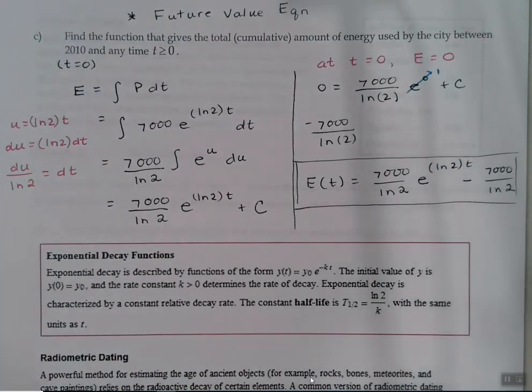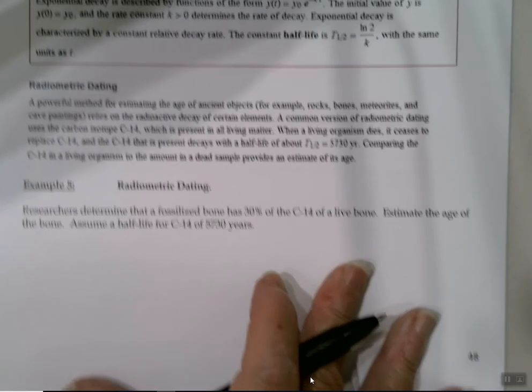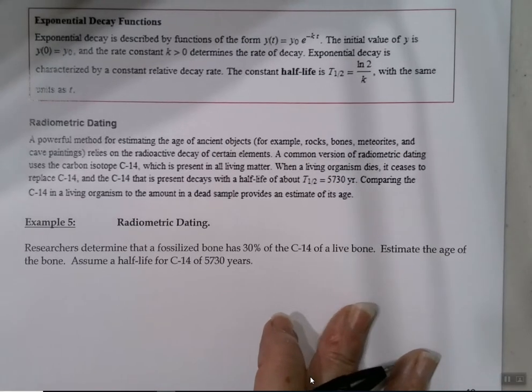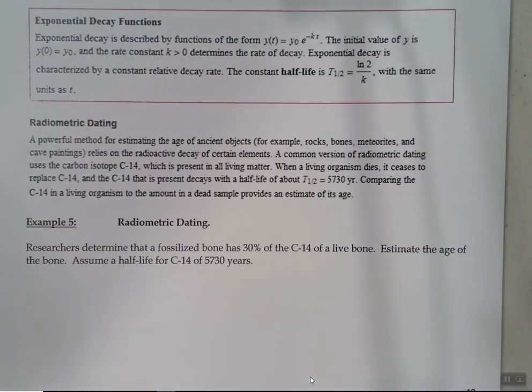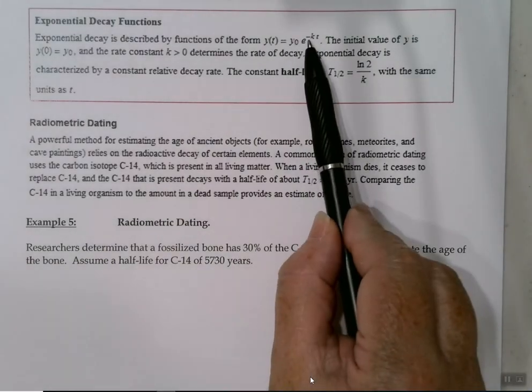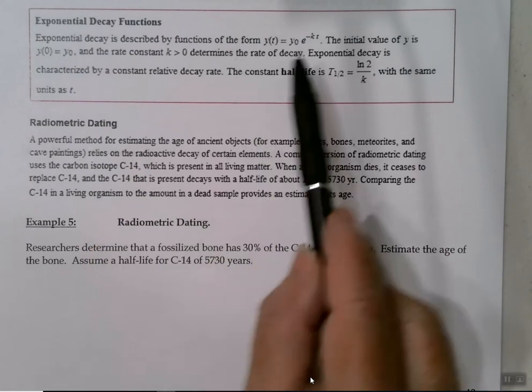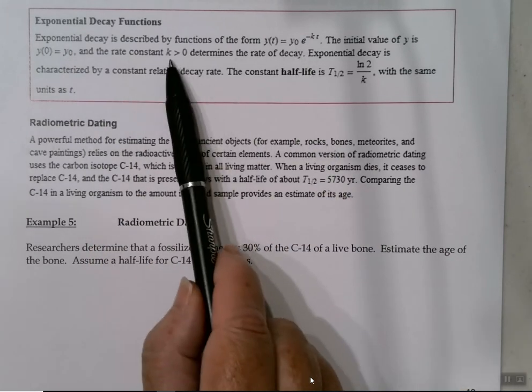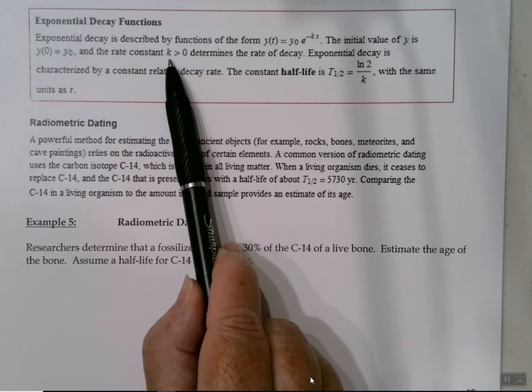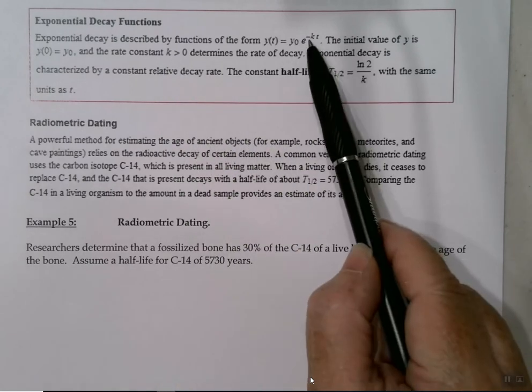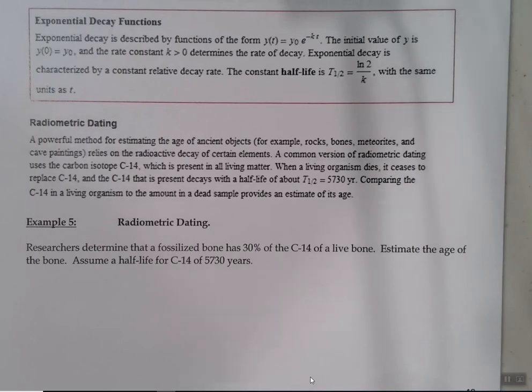All right. One more example, or one more type of example. We're going to be looking at exponential decay functions here. The only difference between an exponential growth function and an exponential decay function is that in a decay function, the growth constant is always going to be negative. So we'll think of it as y equals y naught e to the minus kt. We still have our initial value at time 0. That's what the y naught is. And the rate constant k itself is greater than 0, and determines the rate of decay. The negative is actually part of the function itself.